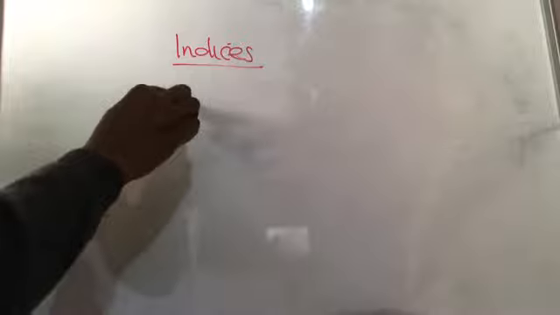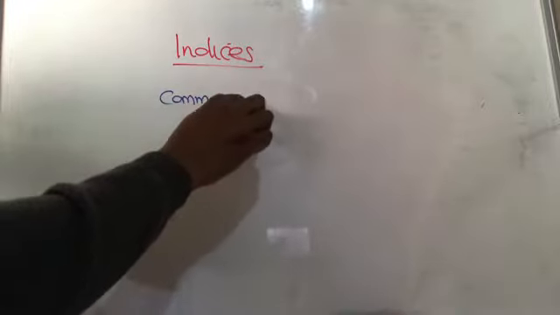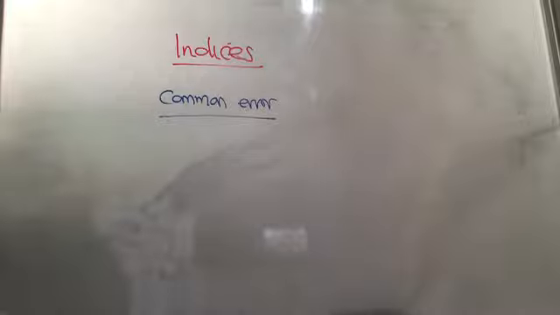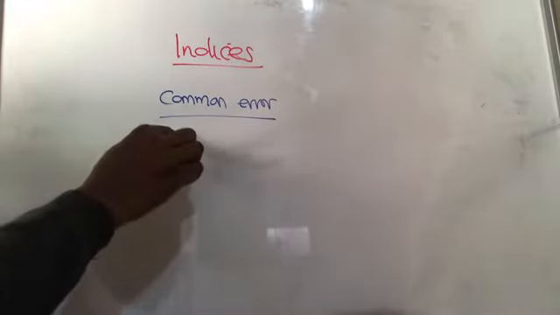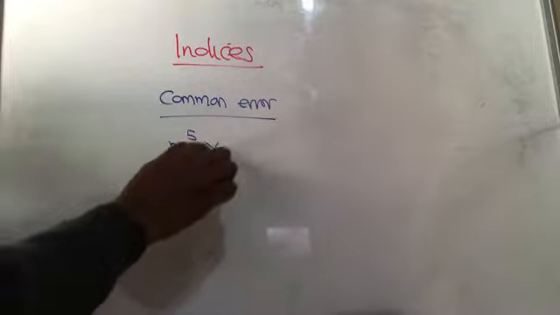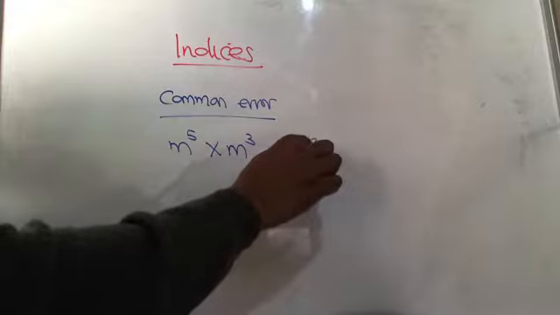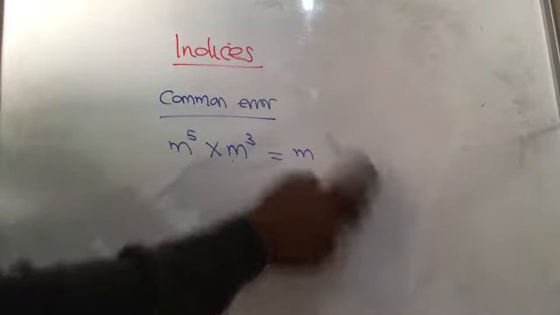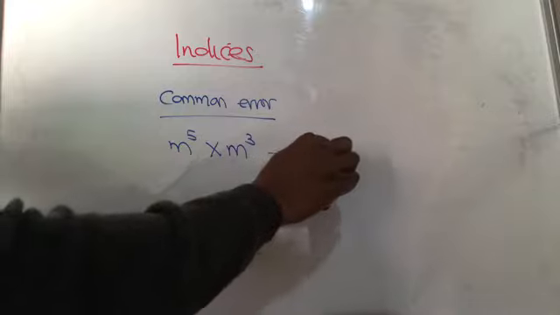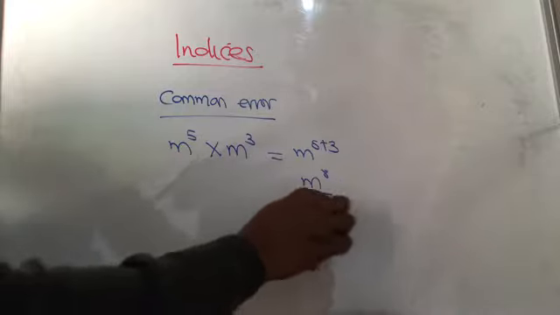Law number 2 is about division. Alright. So before I go to law number 2, let me just get to law number 1 again. Let me correct an error, the common error which many students make. Remember, we said m to the power of 5, the last example, multiplied by m to the power of 3. Right? And you get m to the power of 5 plus 3, because we are adding the powers. And we have m to the power of 8.